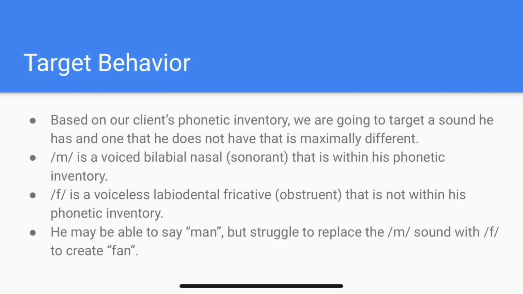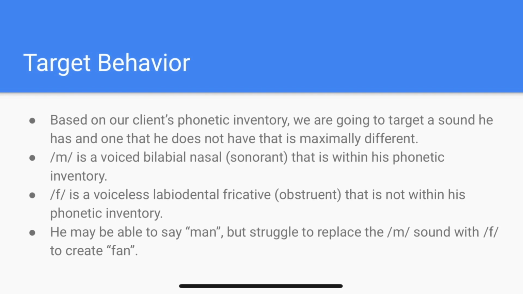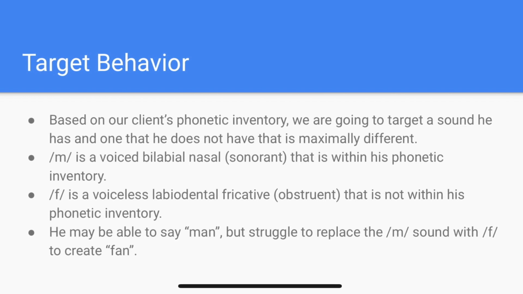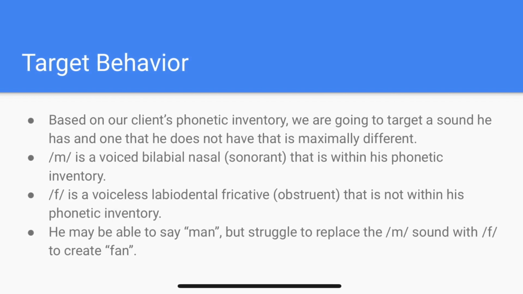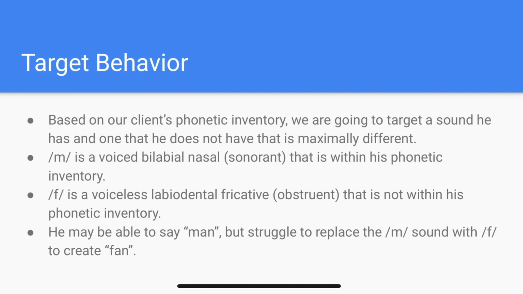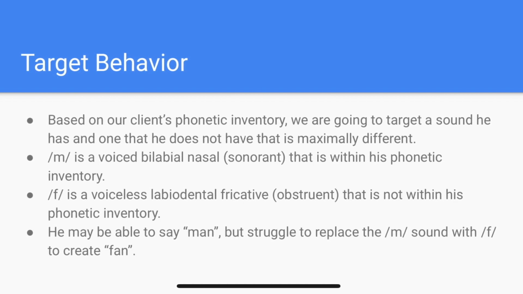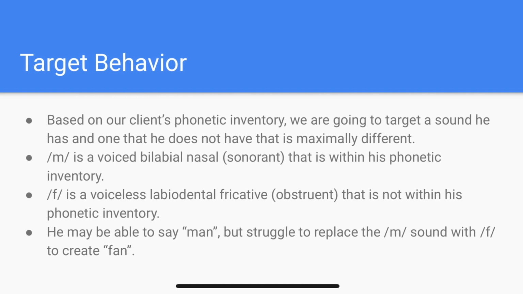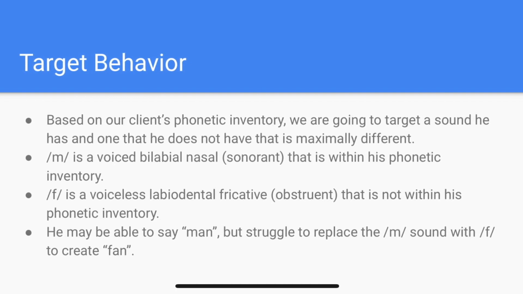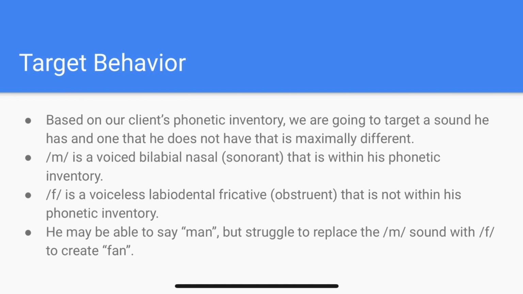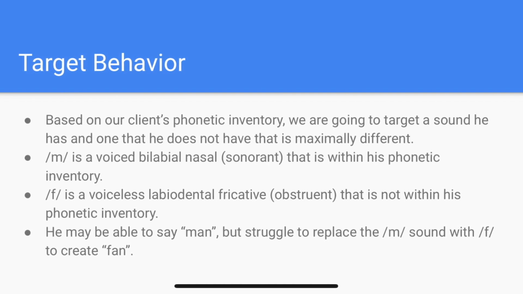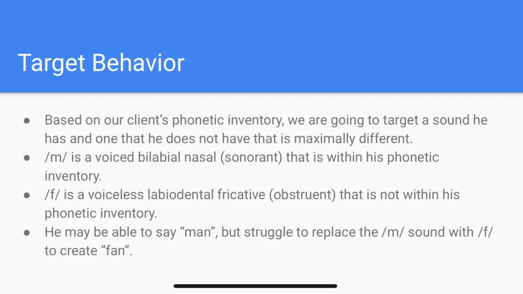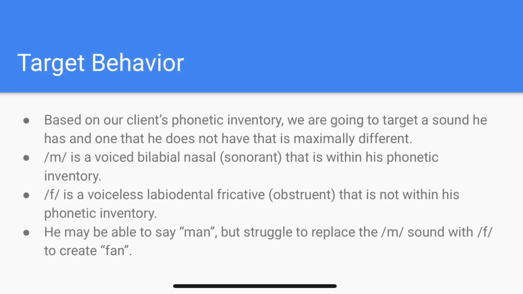Target behavior. Based on our client's phonetic inventory, we are going to target a sound that he already has and one that he does not have that is maximally different from the other. M is a voiced bilabial nasal and a sonorant that is within his phonetic inventory. F, however, is a voiceless labiodental fricative and also an obstruent that is not within his phonetic inventory. He may be able to say a word like man, but struggle to replace the M sound with the F sound to create the word fan.